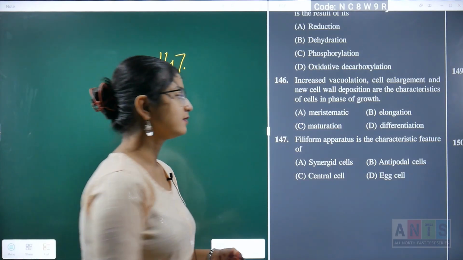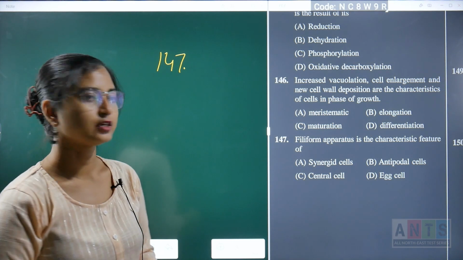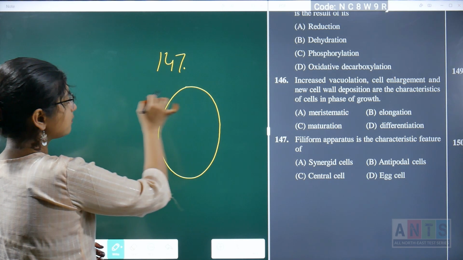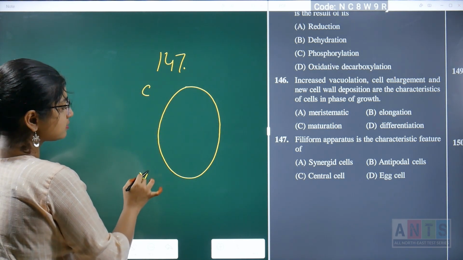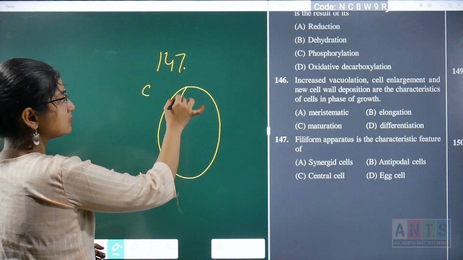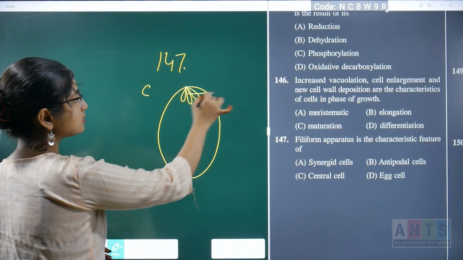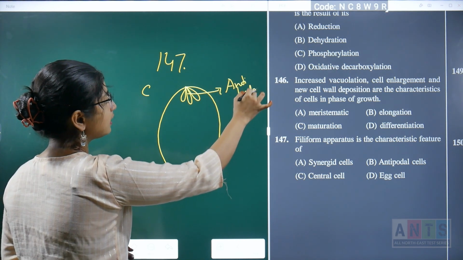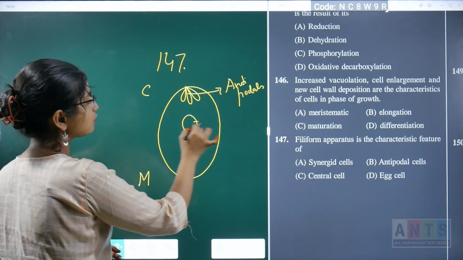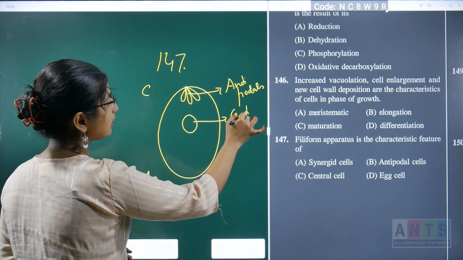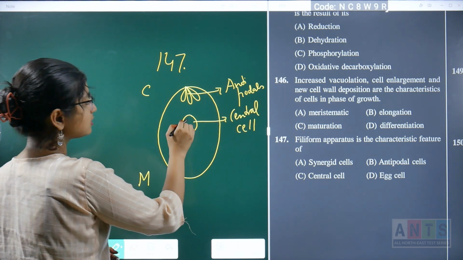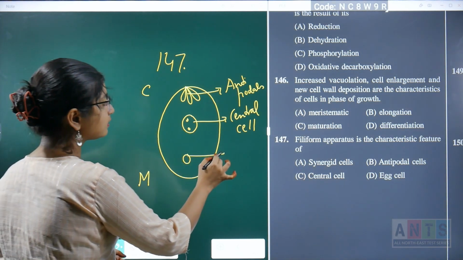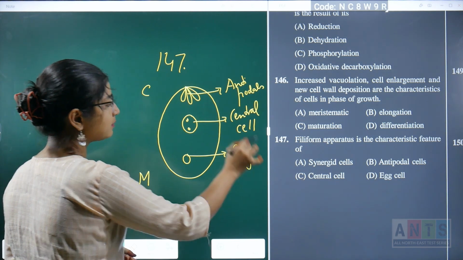Now question number 147. Filiform apparatus is the characteristic feature of. So what we remember about a mature embryo sac is this, that let's say this is the chalazial end, this is the micropylar end. So chalazial end में we have the presence of 3 cells. These are called to be the antipodals. Now very center we have the presence of the central cell, and inside this central cell we have the presence of the 2 polar nuclei. Micropylar end की तरफ we will have the presence of the female gamete, the egg cell.